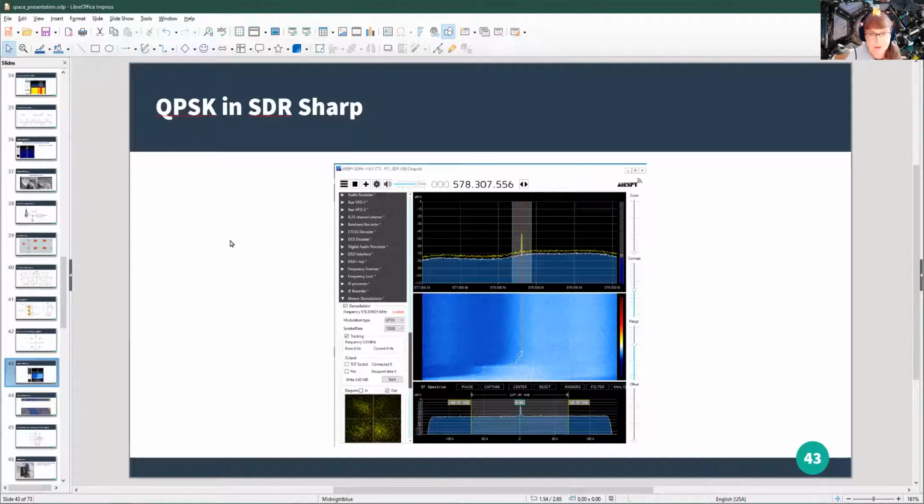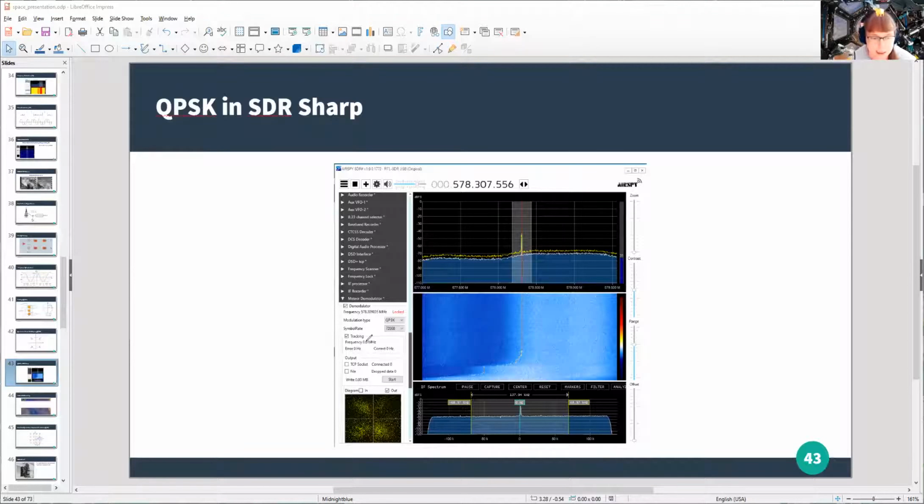And yeah, we can see this in SDR Sharp. SDR Sharp is the common program used for listening to software-defined radio. And you'll see it in this screenshot. So right now what I'm doing is I'm demodulating a satellite called Meteor M2 that uses a QPSK to send a digital signal back down to Earth.